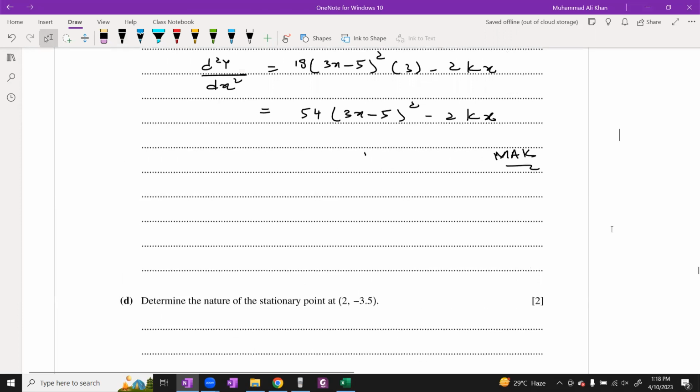Calculate the value of the second derivative. If we put 2 in place of x, what does the second derivative come to? It will be 54 times (3 × 2 - 5) minus, in place of x, 2 times k.